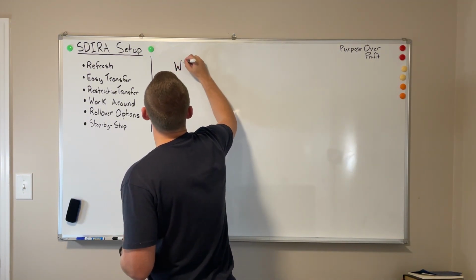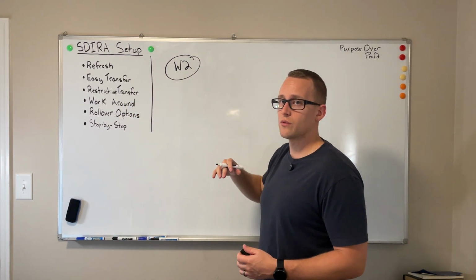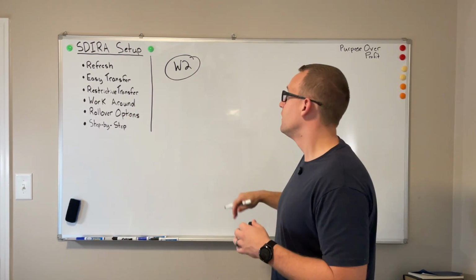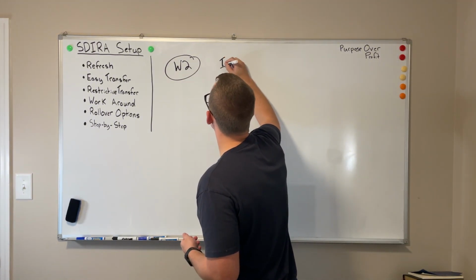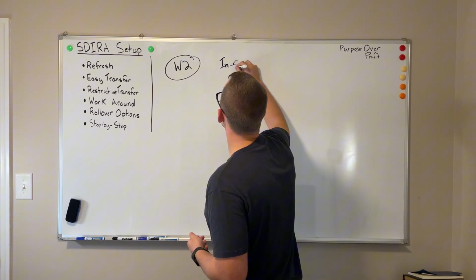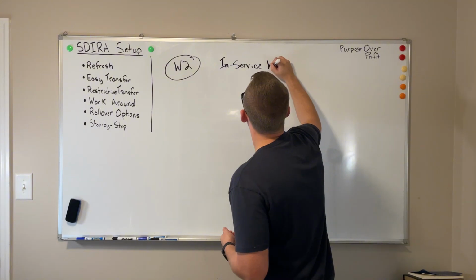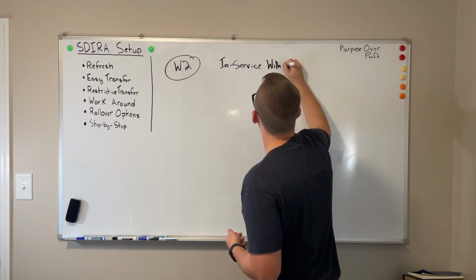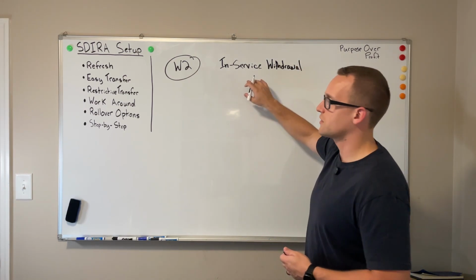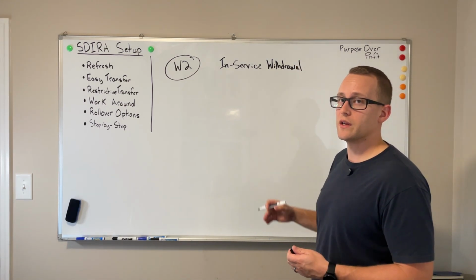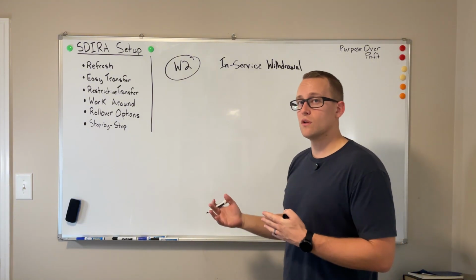So we got the W-2 here and workaround. I'm just going to go through an example of the workaround I did. But the main thing you need to know is it's going to be called an in-service withdrawal. Now, most commonly it's going to be called an in-service withdrawal, but it could be called in-service distribution, in-service rollover.